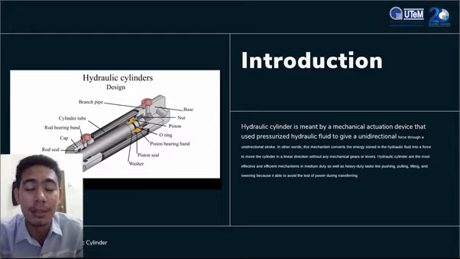A hydraulic cylinder is a mechanical actuator that uses the energy from the hydraulic fluid and converts it into a force to move the cylinder in a linear direction without any mechanical levers or gears. This mechanism is usually seen in the field of construction equipment, forestry equipment and lifting equipment.